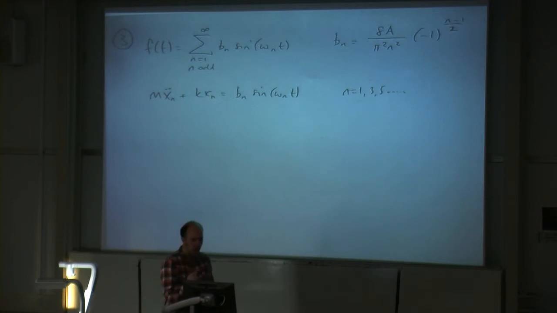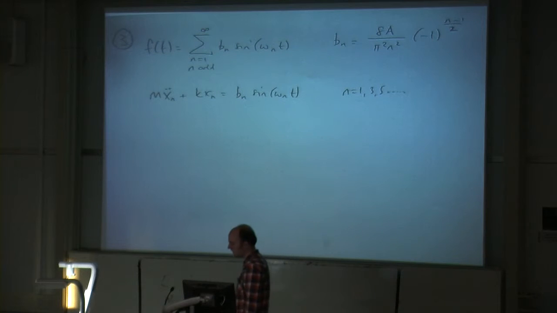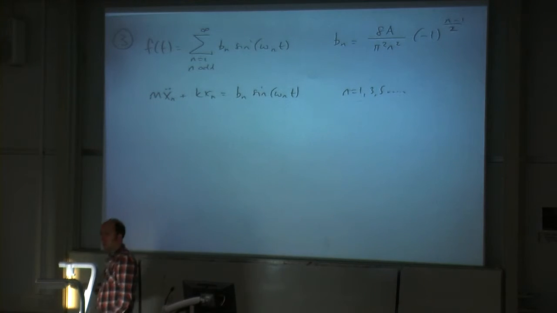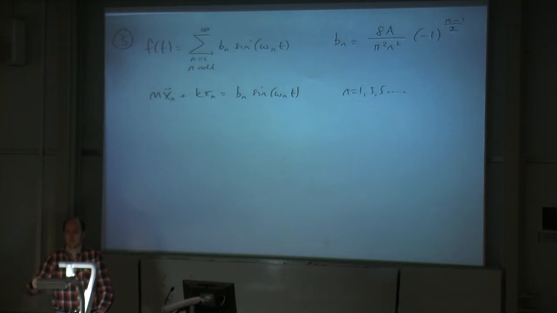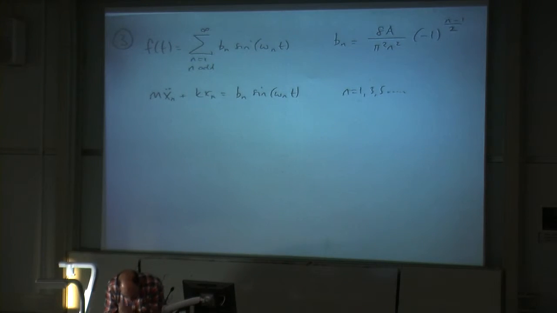Okay, so for when n equals 1, this equation applies. When n equals 3, this equation applies, and so on. And so what we need to do is find a value for x of n, and then obviously sum them together to get the complete solution. And so that's what we're going to do.